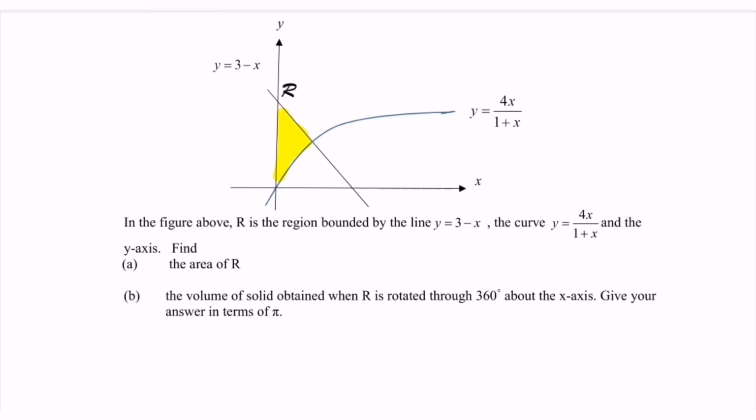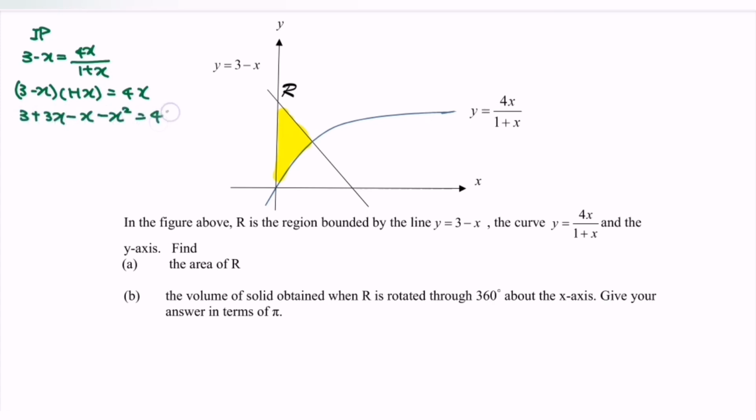First, what we have to do is to find the intersection point. When we have the two functions, 3 minus x is equal to 4x over 1 plus x. Kindly cross multiply. So (3 minus x) multiplied by (1 plus x) is equal to 4x. Kindly expand: 3 plus 3x minus x squared equals 4x.